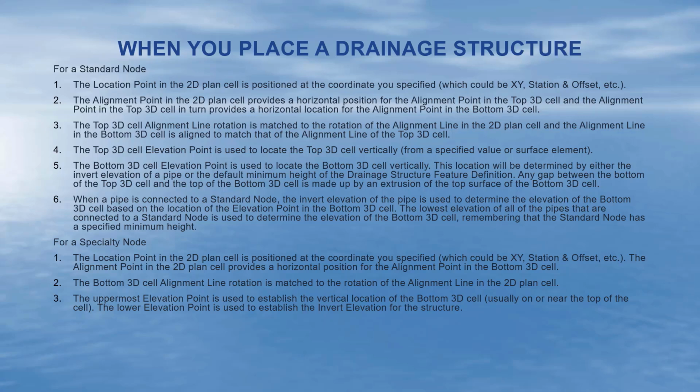For a specialty node, the location point of the 2D plan cell is positioned at the coordinate you specified, which could be, again, an XY value, a station offset, a point along an element, or a point at which you have just chosen arbitrarily and clicked. The alignment point in the 2D plan cell provides a horizontal position for the alignment point in the bottom 3D cell.